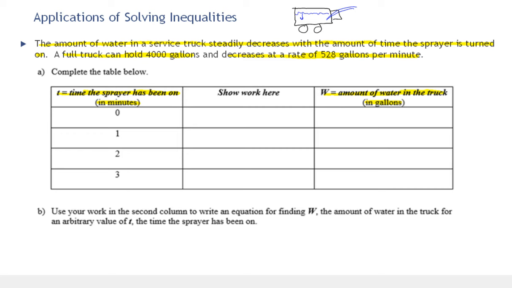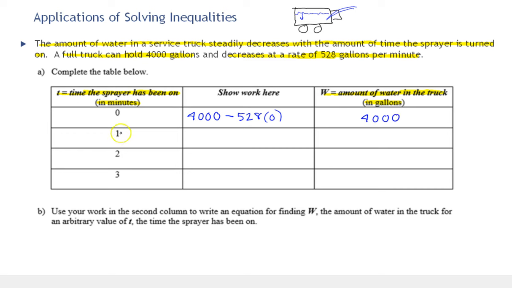Okay. So now the sprayer has been on 0 minutes. So you probably know the full truck starts at 4,000, so it's tempting to just put 4,000, but we're going to put a little more information here. So we're still going to relate it to it decreases, so we're going to subtract off 528 gallons per minute. Well, 528 gallons, and for 0 minutes, we'd multiply the 528 times 0, and notice the result is still 4,000 gallons.